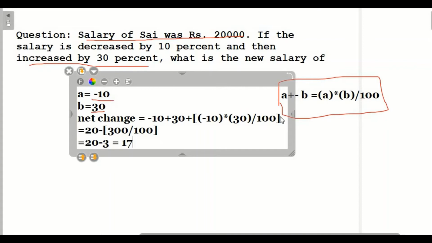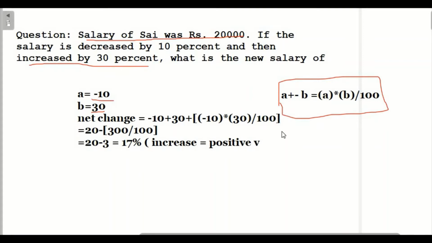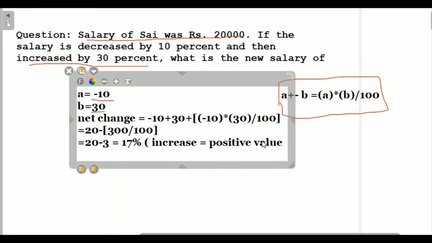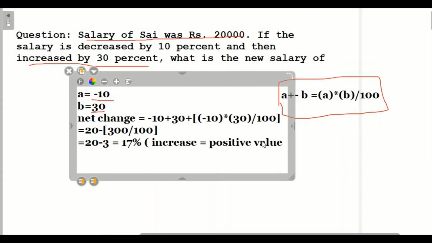So 17 percent is the positive value. We have calculated for increase, so an increase in percentage is a positive value. We have calculated the net increase in the percentage, and now we have to calculate the new salary.